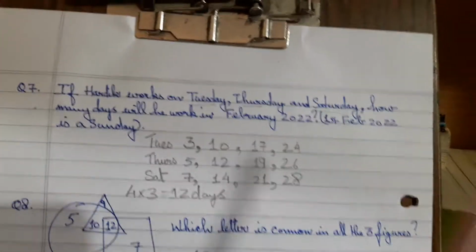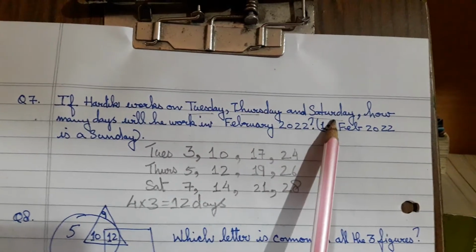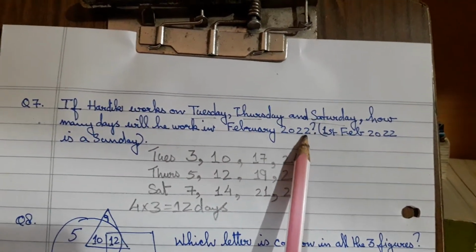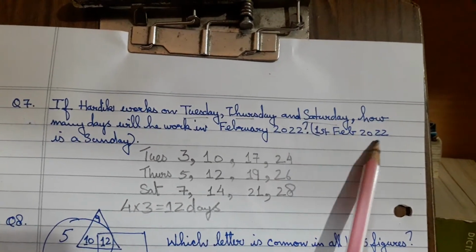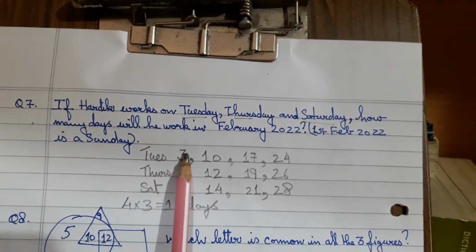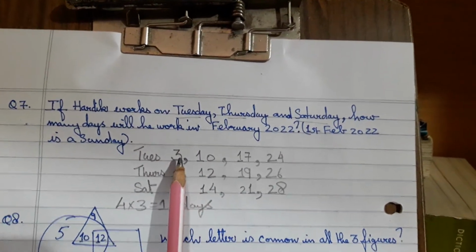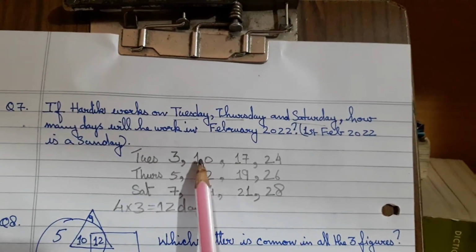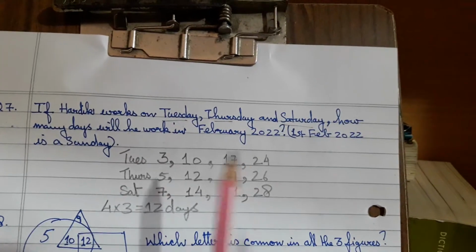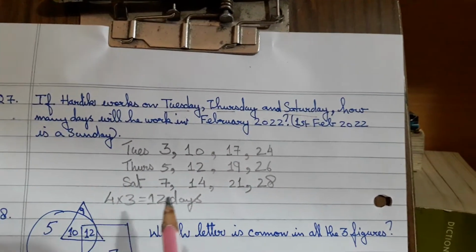Another interesting question, children. If Hardik works on Tuesday, Thursday and Saturday, how many days will he work in February 2022? 1st February 2022 is a Sunday. First was a Sunday, second will be a Monday, third will be a Tuesday, so 5th will be a Thursday, Saturday will be 7th. So you can continue counting like this. 3 plus 7, next Tuesday will be 10th, and 12 and 14, and this is how. So 4 into 3, 12 days, right? So he works for 12 days.